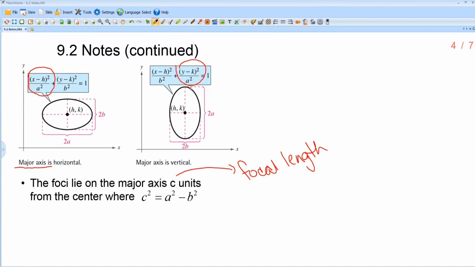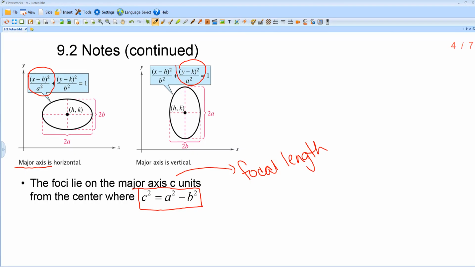Notice c doesn't actually show up in the equation. So to get c, we use the equation c squared equals a squared minus b squared. This is going to be extremely important to remember because pretty much every question you're going to have to find the two foci. So you have to know that equation.